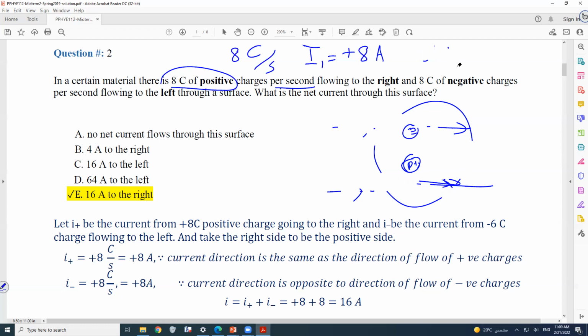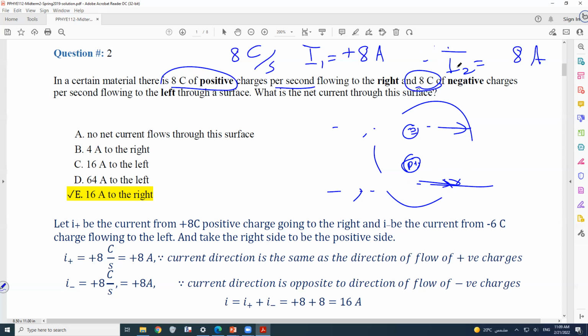We also have some negative charges flowing to the left. So that current will be, let me call it I2. It is also 8 amperes. Is it to the right or to the left?